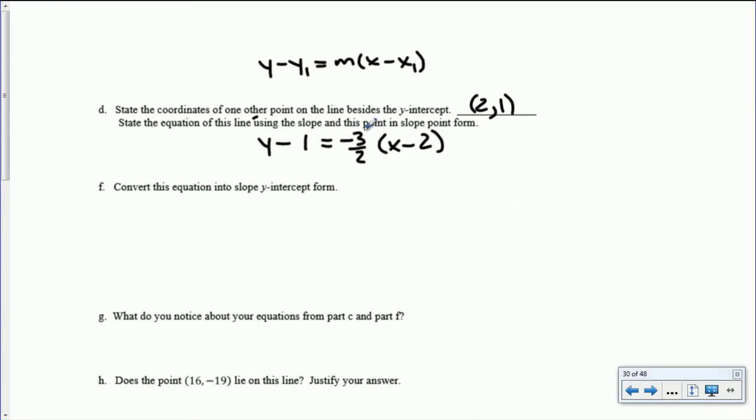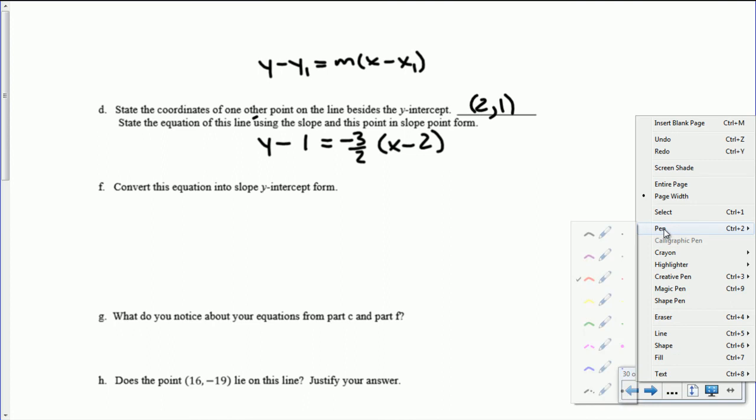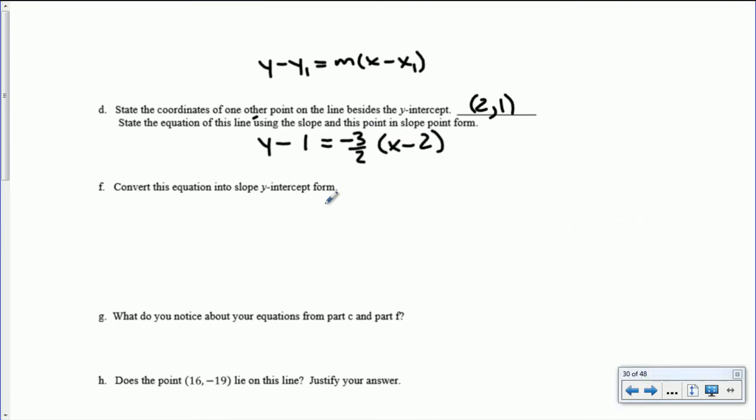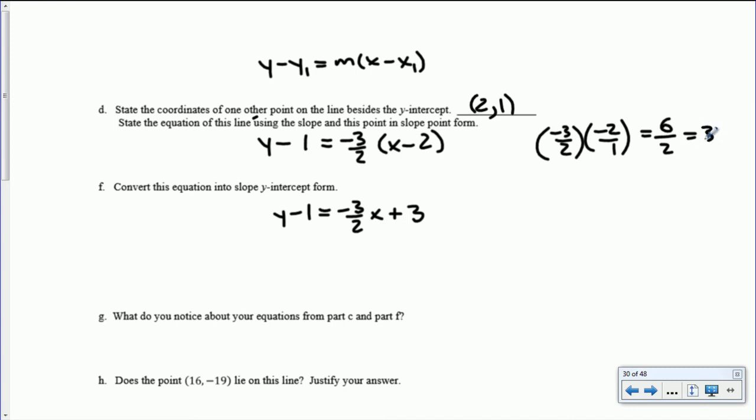So what I need to do is distribute this into each the x and the 2. And then I need to get rid of this -1. So let's start by distributing this into the brackets. So we have then y minus 1 is -3/2 x. -3/2 times -2 will be +3, right? -3/2 times -2/1 is, so multiply the top, that's +6, multiply across the bottom, that's 2, ultimately 3.